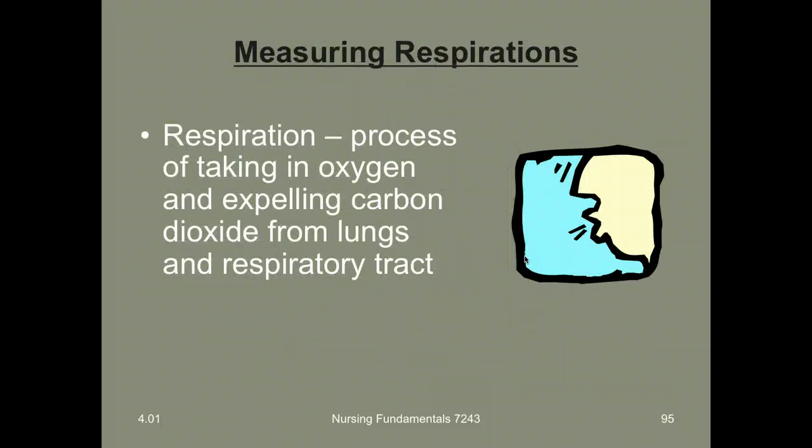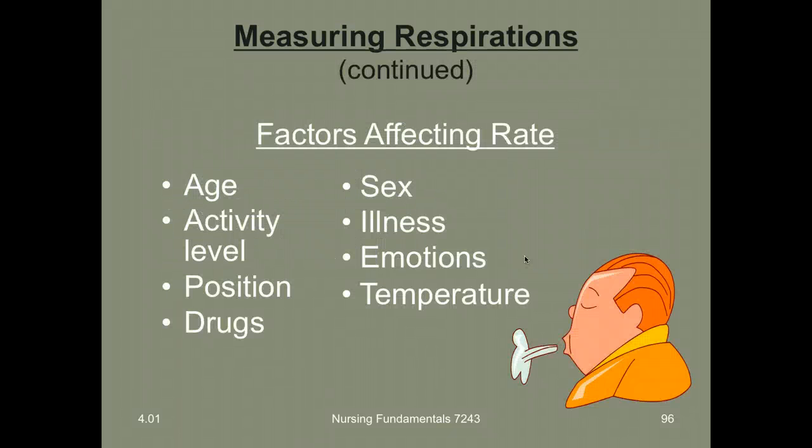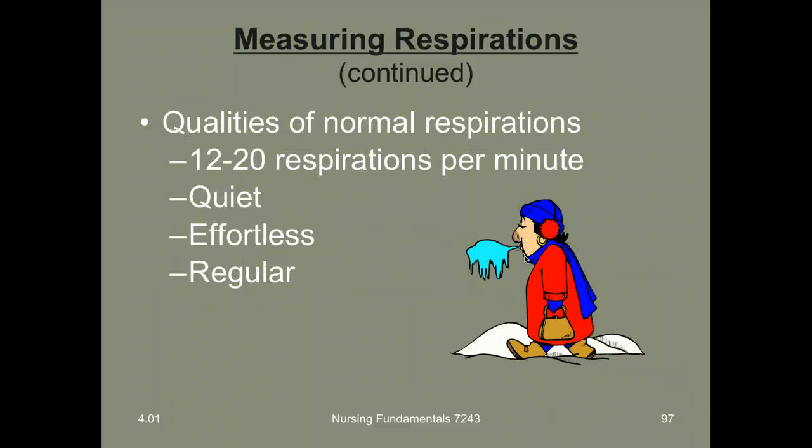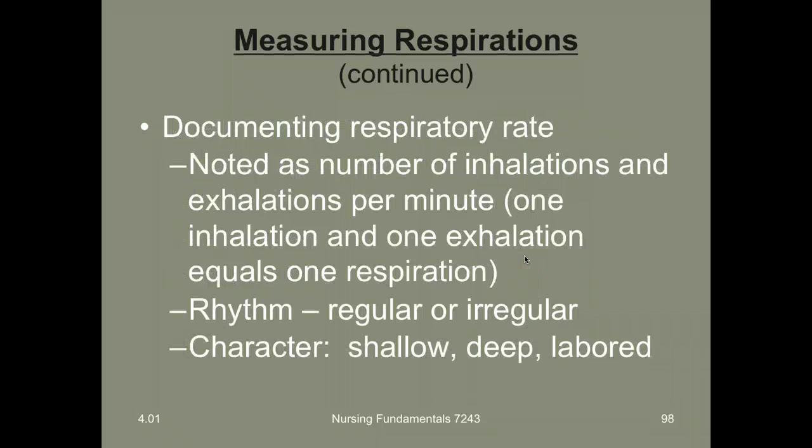As we measure respirations, a respiration is the process of taking in oxygen and expelling carbon dioxide from the lungs and the respiratory tract. Factors that can affect the rate are age, activity level, position of the body, drugs, medications, sex, male or female, illness, emotions, and temperature. The qualities of normal respirations: the range is 12 to 20 respirations per minute. They're usually quiet, effortless, and regular.